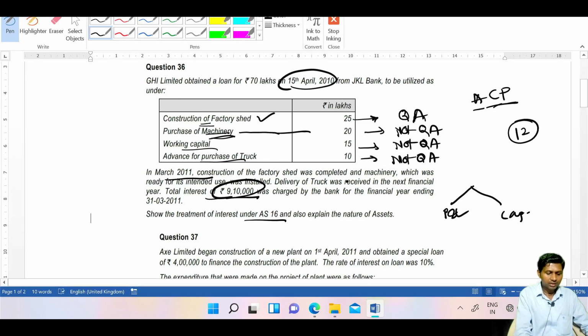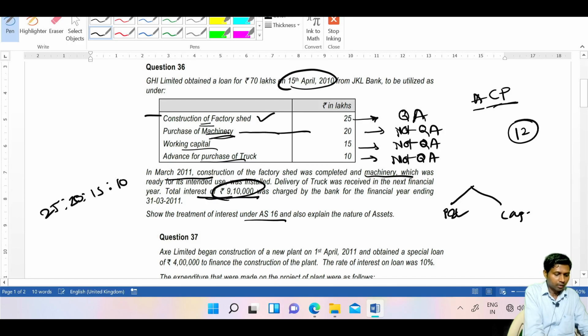And then what they are saying: completed machinery which is ready for intended use was installed. Installed and ready for intended use, so not a qualifying asset. Only one qualifying asset here we are having. Therefore divide this interest into 4 parts. How? With this ratio, 25 is to 20 is to 15 is to 10. Divide your interest, this 9,10,000, in this ratio.